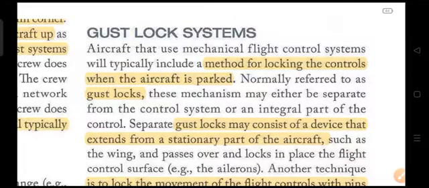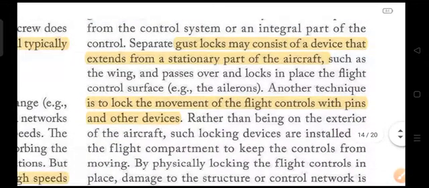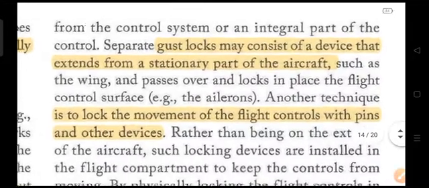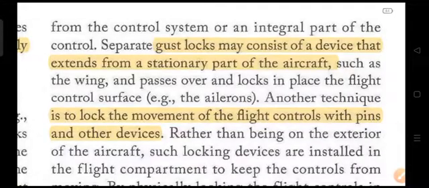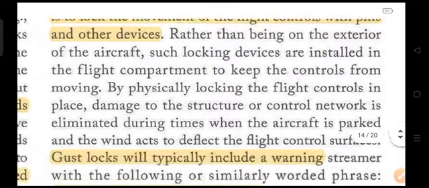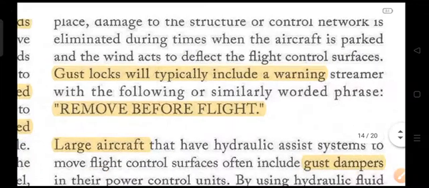Gust lock is a method of locking the controls when the aircraft is parked. Gust locks may consist of a device that extends from the stationary part of the aircraft, so that it will have a connection with the stationary part and the movable part does not move. It locks the movement of the flight controls with pins and other devices, fine. It will not allow the controls to move.